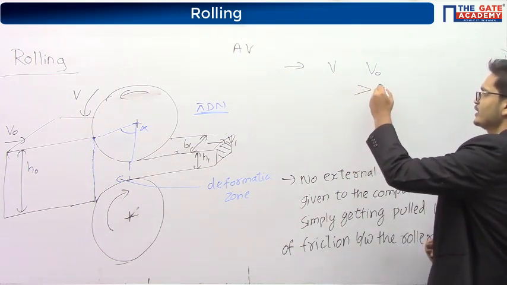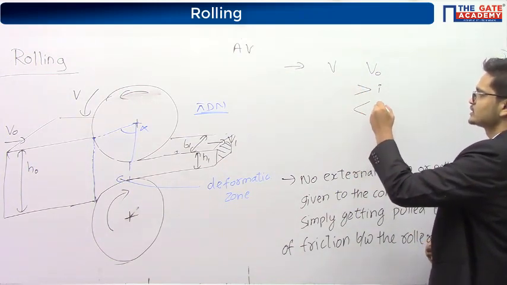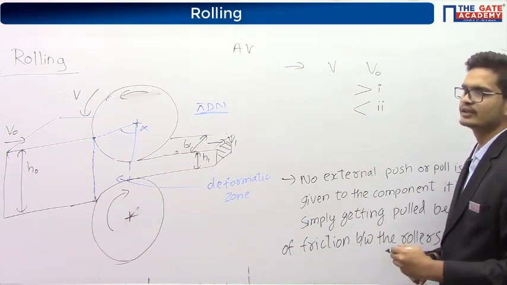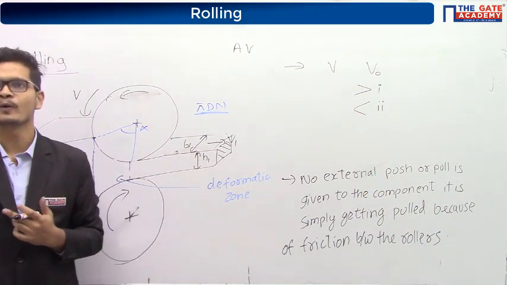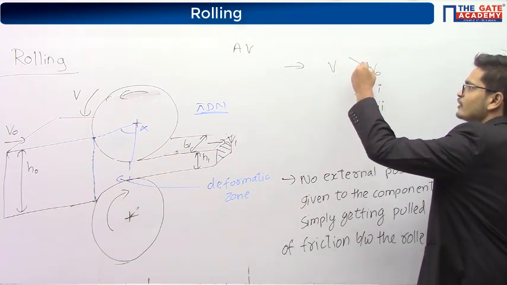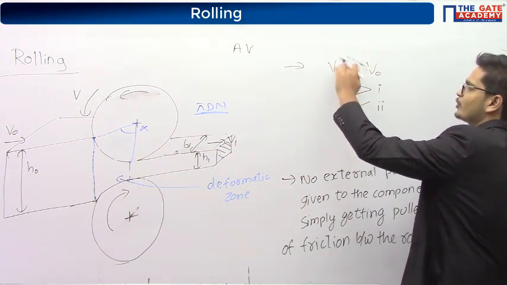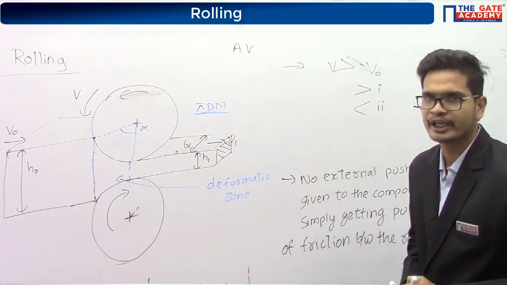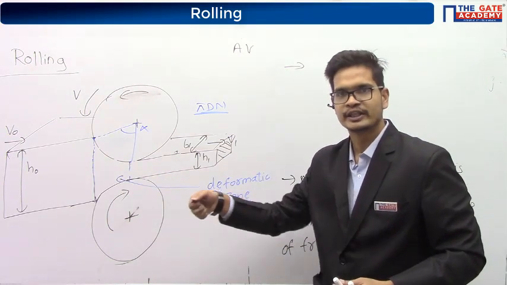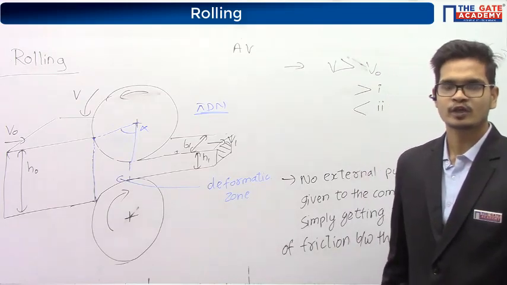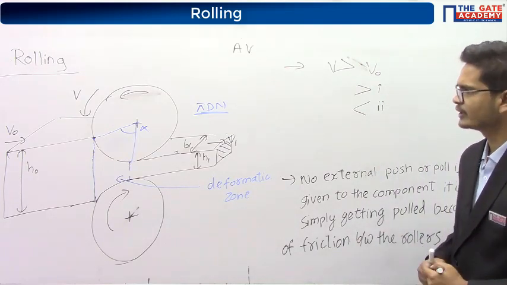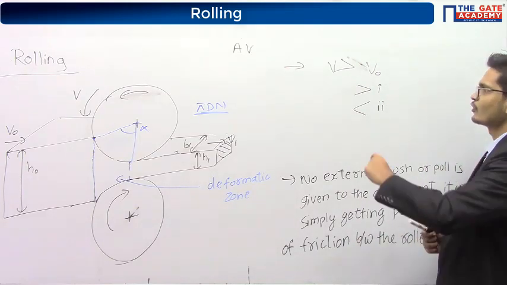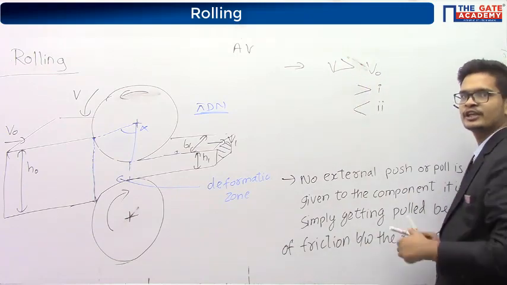Option 1 is greater than, option 2 is less than. Option 1 or option 2? Obviously, v will have to be greater than v naught. Then only it will be able to pull the component. For getting pulled, v has to be greater than v naught.